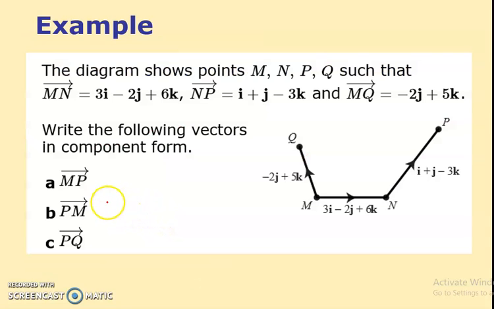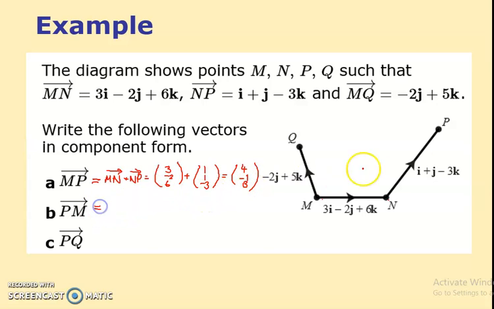Another example then. It says write the following vectors in component form. Now if I want MP, how do I get from M to P? Well, I go from M to N, and then I go from N to P. So I think as a column vector, that's 3, minus 2 and 6, plus NP is 1, 1, minus 3.